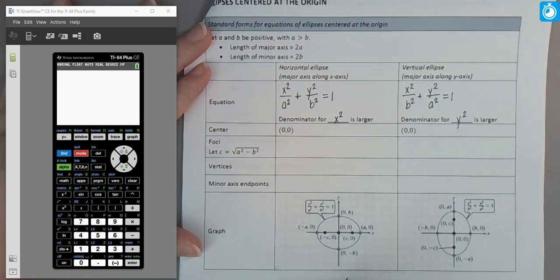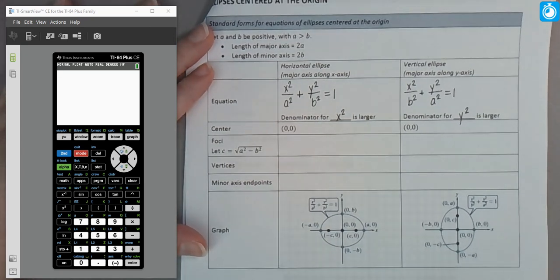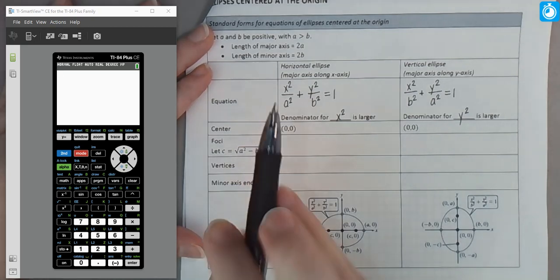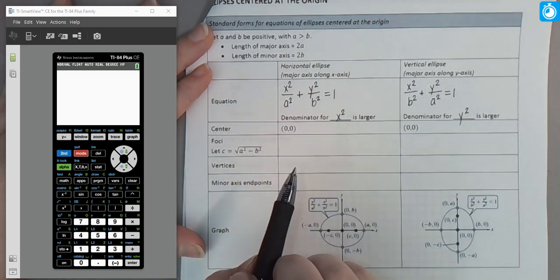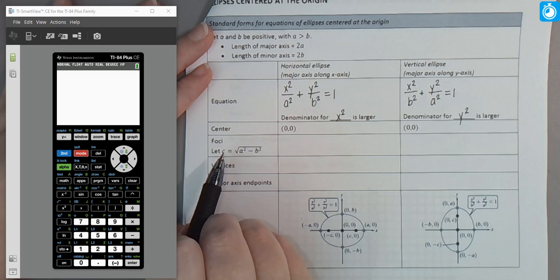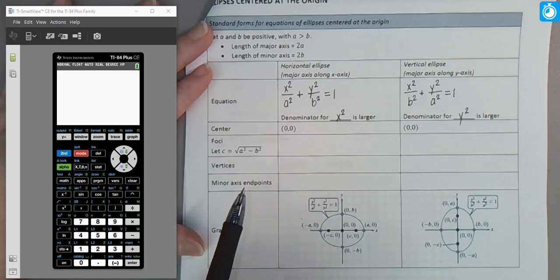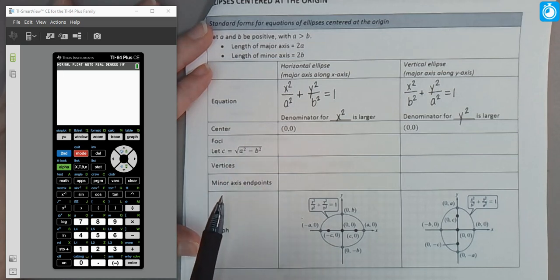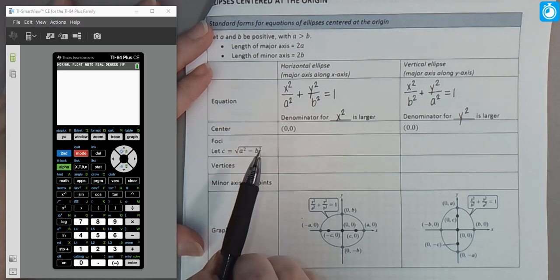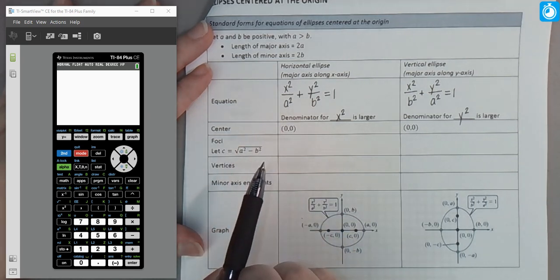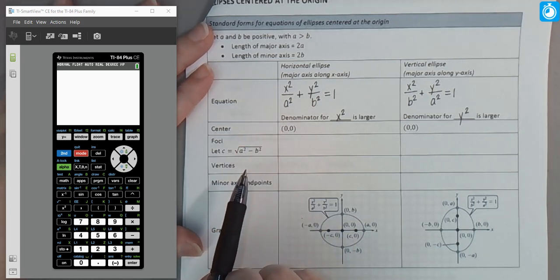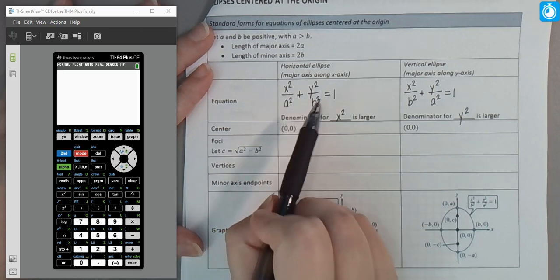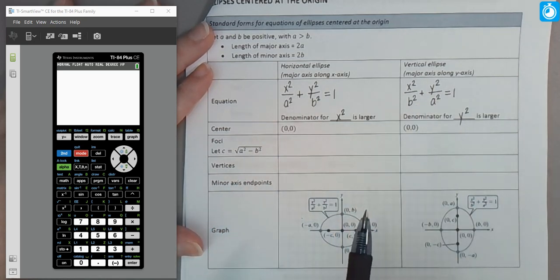Now, how we find the location for the foci is going to involve a little bit more. So we're going to need a and b, specifically a squared and b squared. So we're going to define a third value, what we call c, as the difference between a squared and b squared, and then the square root of that value. So remember what a squared and b squared is. A squared is always going to be the larger value, b squared is always going to be the smaller value, and that may be associated with x squared or y squared depending on which case we are in.